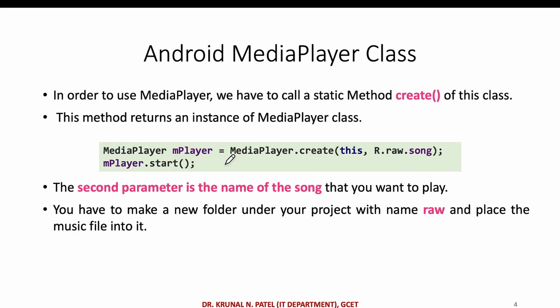Now let's understand the syntax of this create method. As we have already seen in our previous slide, we have to pass the context and the song over here, okay? And this create method will return the instance of the media player class, right? So that you need to remember. And the second parameter is the song that you want to play, and you have to put this song within the raw folder, okay? Whether it is an audio file or a video file, that particular thing you have to put within this raw folder, okay?